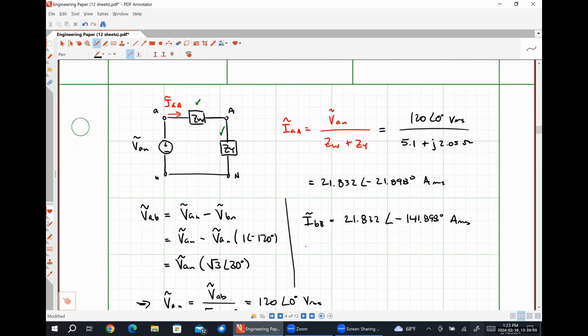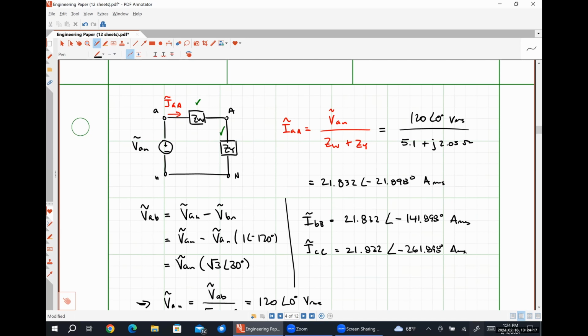The C phase would just be 21.832 with an angle of negative 261.898 degrees amps RMS. Just subtracting 120 from the phase angle again.